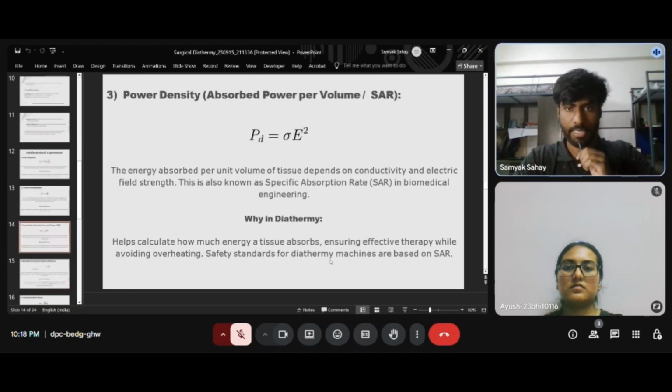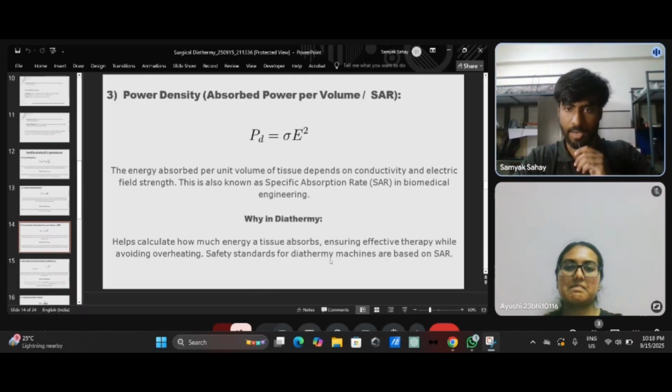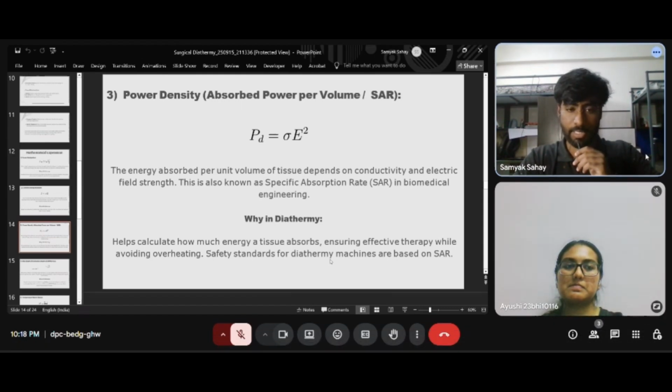Next equation is about the power density. PD represents power density, and again it is sigma E squared. The energy absorbed per unit volume of tissue depends on conductivity and electric field strength. This is also known as SAR, or specific absorption rate, in biomedical engineering. It is used in diathermy as it helps us see how much tissue absorbs, ensuring effective therapy while avoiding overheating. Safety standards for diathermy machines are based on the SAR value.